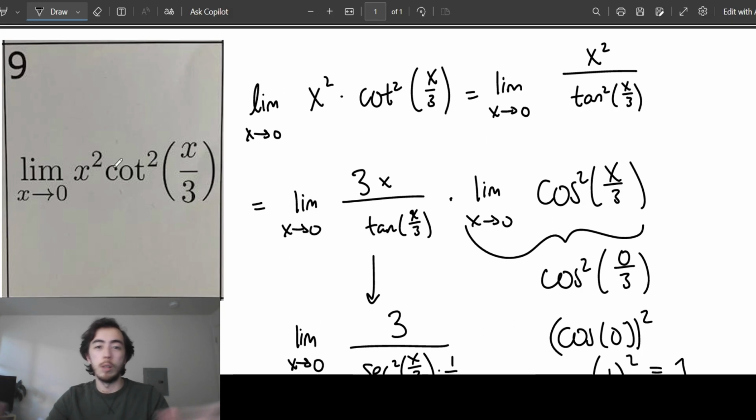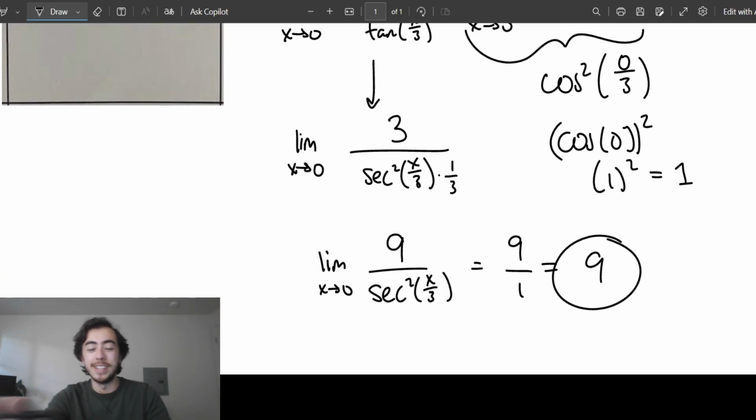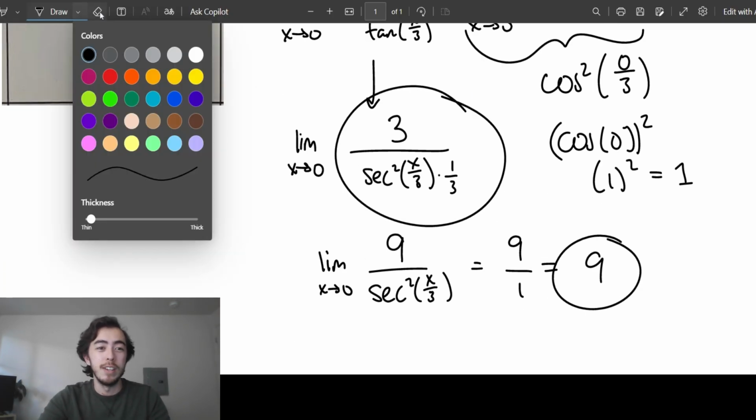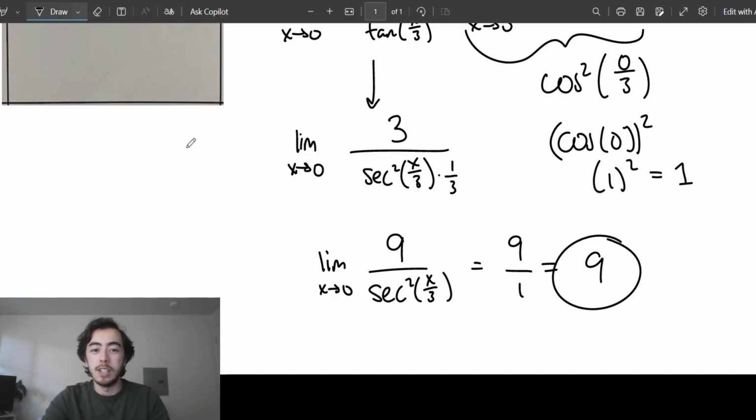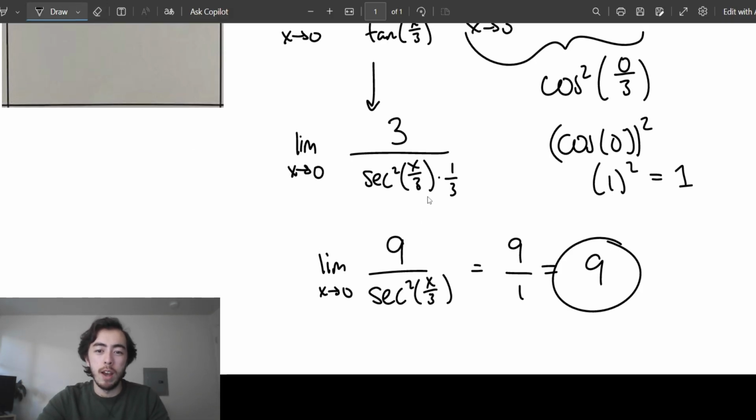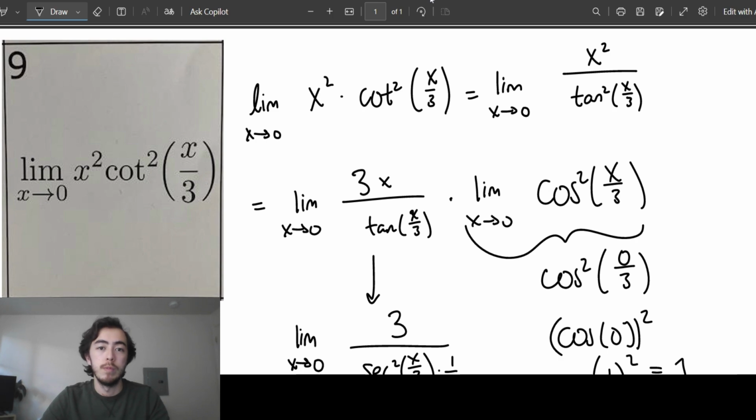Basically, I would just apply L'Hopital's rule until the expression gives us some kind of solution. And this 9 is coming from the fact that we applied this times 3 twice through our 2 uses of L'Hopital's rule. So I think we're all done.